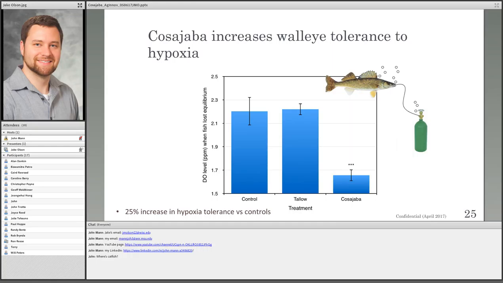Okay, thanks for that. The next question, let me scroll down. So what are the predominant fatty acids in the Cosajaba oil? Yeah, it's a fun one to say.